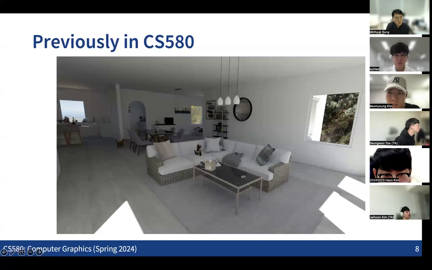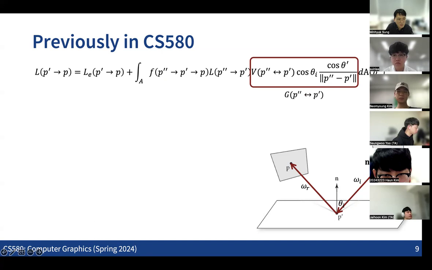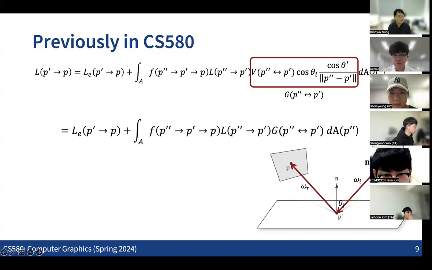And for that, what we did last time is rewrite the reflection equation as the light transport equation, which has the light source term on both the left-hand side and the right-hand side. So we have a recursive form of the equation. We could rewrite the light transport equation into a three-point form, considering the area of the regions and the light sources. And when we introduce this new term, G, which incorporates the visibility and the cosine terms, we have a simplified form of the light transport equation.